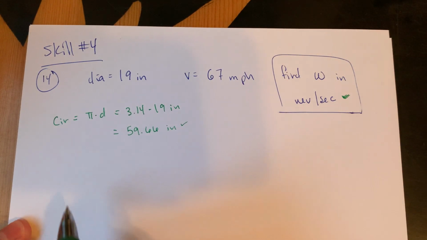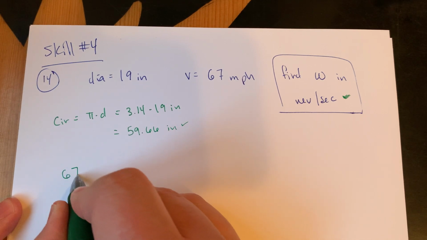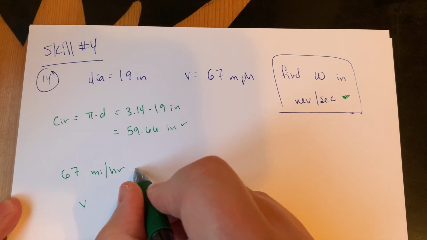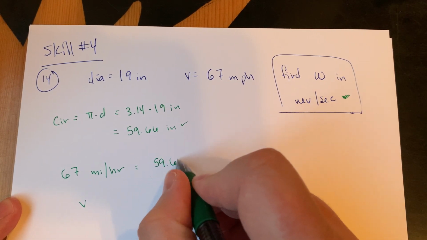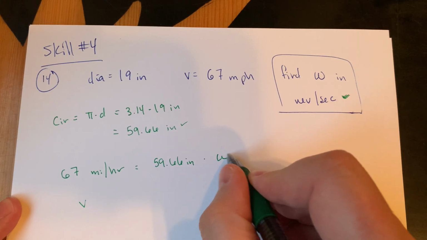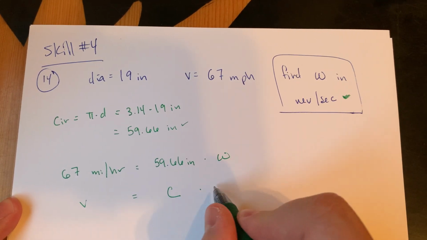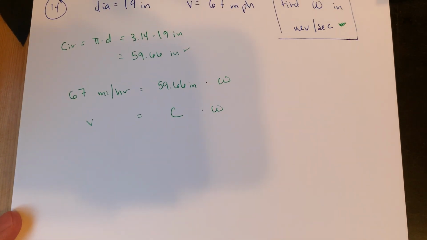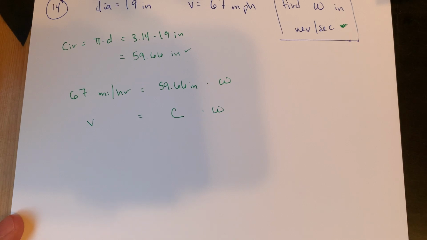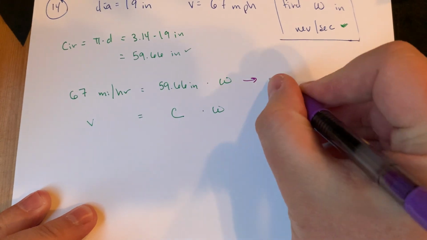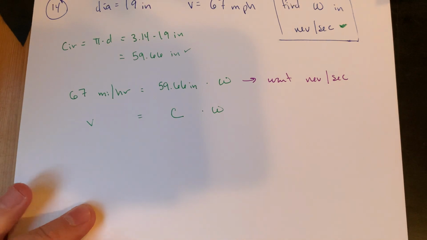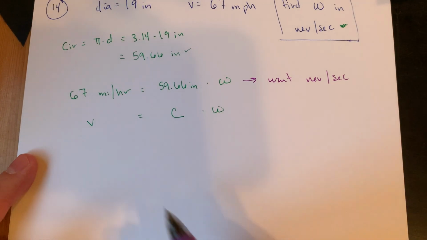Okay, so the setup here. 67 miles per hour, that's my velocity, should equal 59.66 inches times this omega. That's my circumference times the omega. My issue here is my units are all out of sync. None of them really match at all. And of course I should mark here that I want revolutions per second. So I need to do two conversions to my velocity.